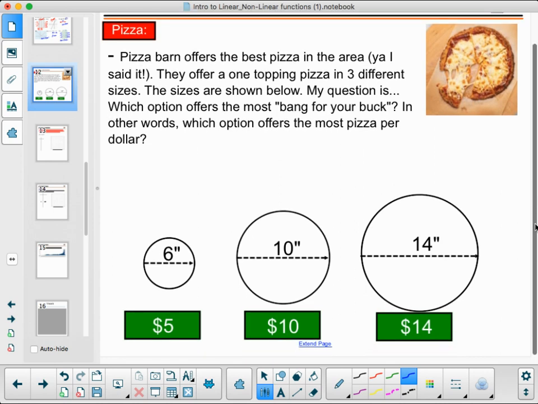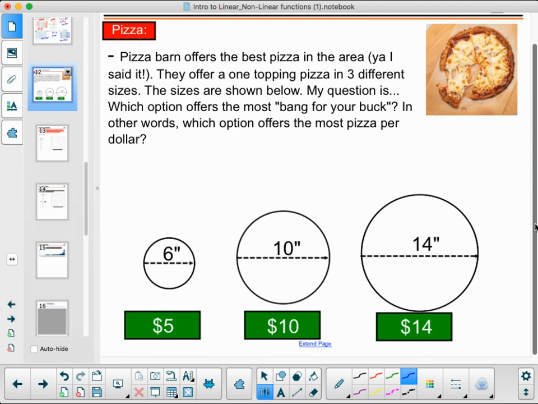Now, I wrote this question last year. They may have changed the actual costs. What I want you guys to do is take a moment here to decide which option allows you the most pizza for your dollar. Because the answer is actually a little bit hidden.